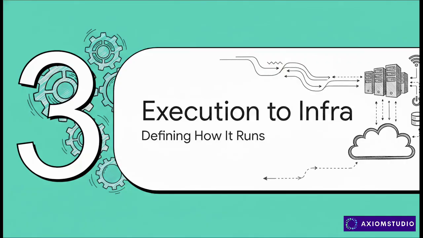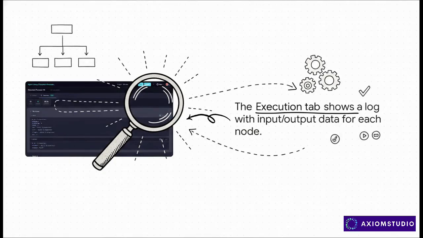Okay, so you've built out all the logic for your agent. That's awesome. But an agent doesn't just exist in a void. The next really critical step is defining how it's all going to run and what resources it needs to actually function out in the real world. And of course, before you let this thing loose, you got to test it. Anyone who's ever tried to debug a complex process knows what a nightmare that can be.